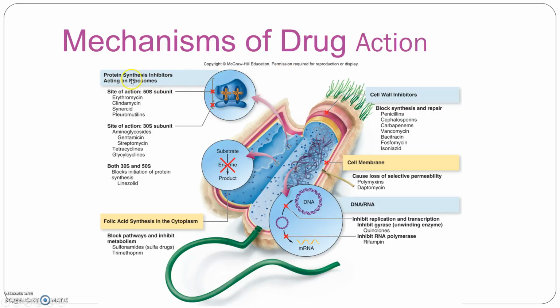Another main target is the protein synthesis inhibitors acting on the ribosomes. Again, in prokaryotes, there are the 50S and 30S ribosomal subunits. These are found in prokaryotic cells. Eukaryotic cells have a 60S and a 40S subunit. So this is one way that these drugs can be selectively toxic, because they're only interfering with the bacterial ribosomal subunits. We'll talk about a few that work specifically on the 50S subunit, some that work on the 30S subunit, and then some that block both the 30S and the 50S.